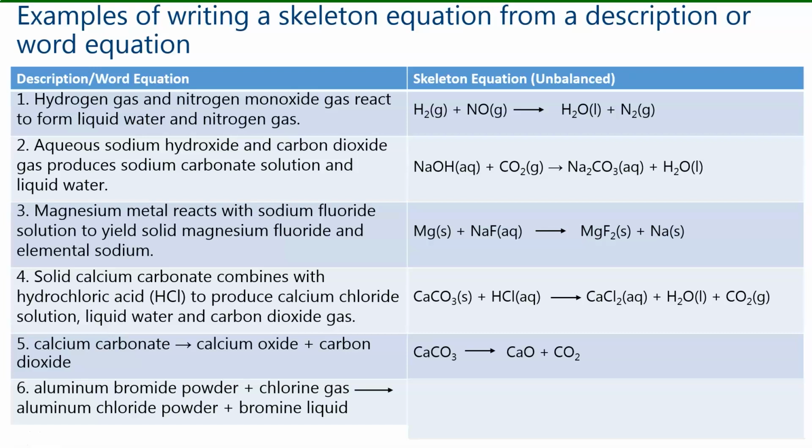Aluminum bromide powder plus chlorine gas produces aluminum chloride powder plus bromine liquid. Our skeleton equation looks like this. Notice that the solid is there because it told us it was a powder. Chlorine, it indicated a gas. Aluminum chloride, it told us it was a powder, so that's solid. And bromine was a liquid, so we've got that indicated. Also, chlorine and bromine are diatomic molecules, so we've got the subscript 2 there to indicate that.